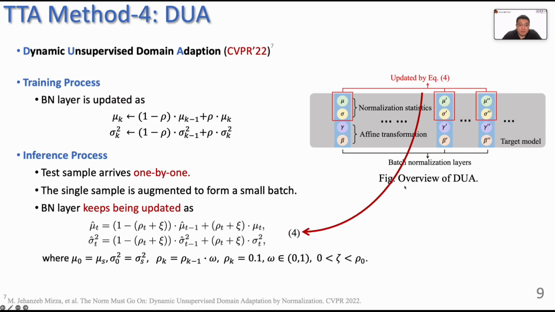The last TTA method is DUA. DUA is a lightweight TTA method that does not require any backpropagation process. It only keeps updating the normalization statistics of batch normalization layers in a momentum updating manner.